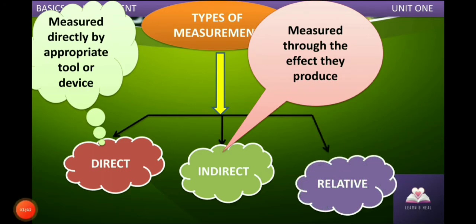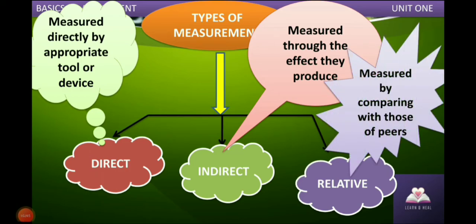Then the next one is relative. Measured by comparison with those of peers. Like we can say that relative measurement is obtained through comparison. We can compare the intelligence of an individual with that of another individual. So relative measurement is measured by comparing with those of peers. These are the 3 types of measurement: direct, indirect, and relative.